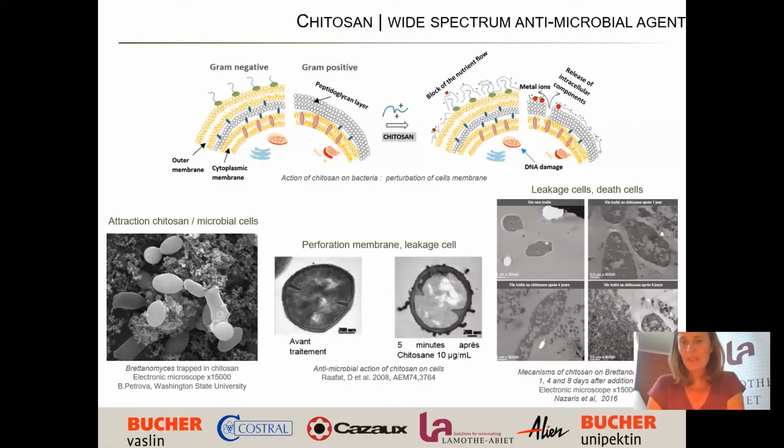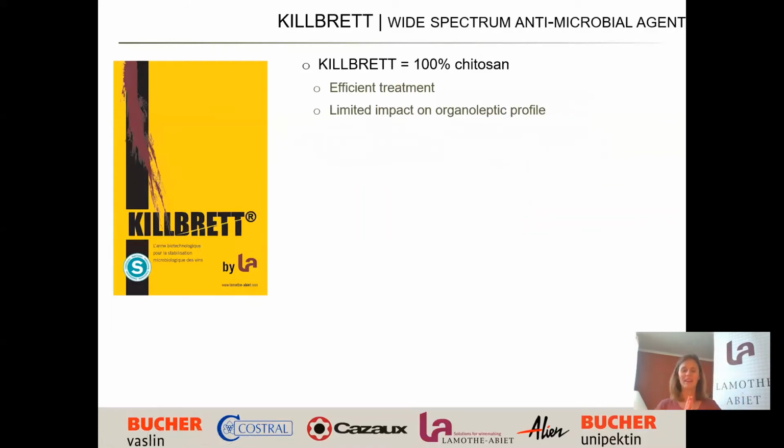Another set of pictures here, these pictures are pretty cool actually, where you can see the wine without treatment. The cells are completely integral and full, complete, healthy. We add the chitosan. One day after, the cells start to leak. You can see there is some material outside. The cells have some holes. Four days after treatment, half of the cell is already out of the cell. Eight days after treatment, there are no more cells. We can't even see them. The entire microbe is outside, degraded. Okay, so pretty violent, very effective.